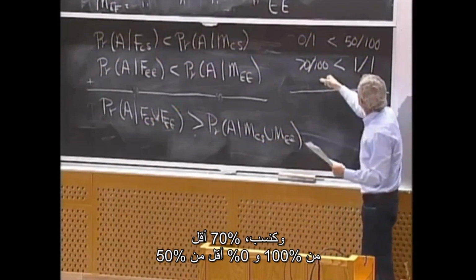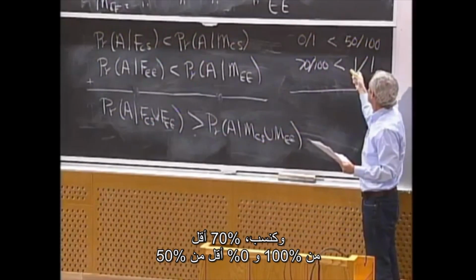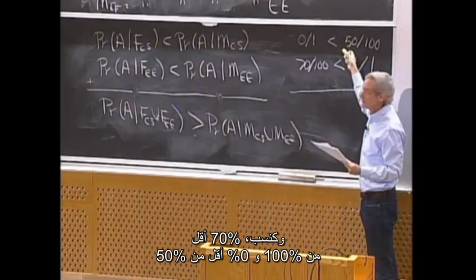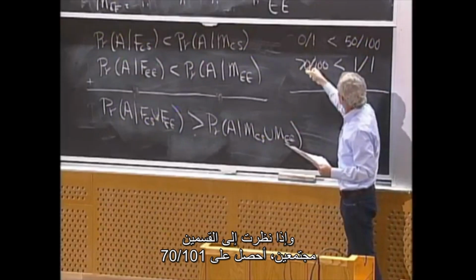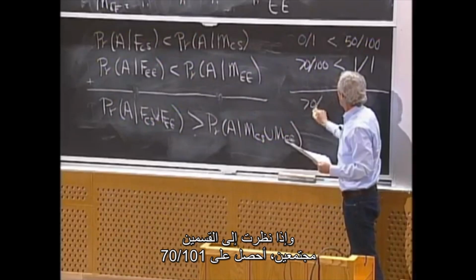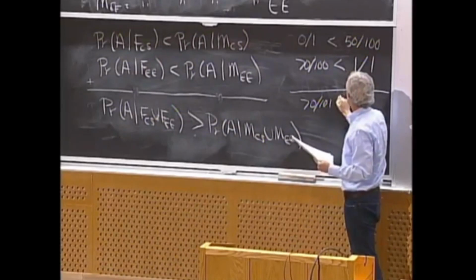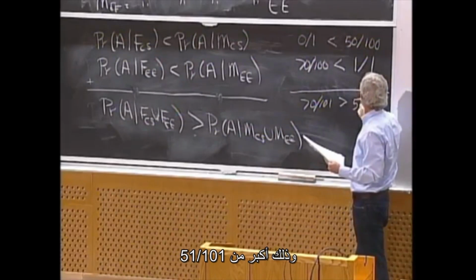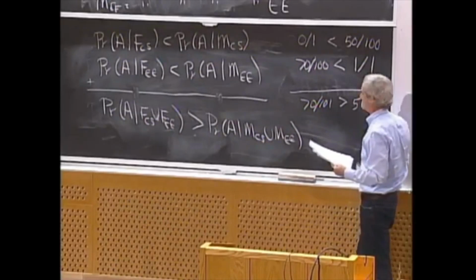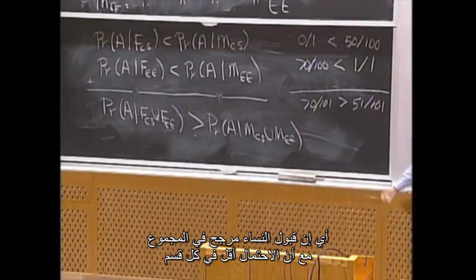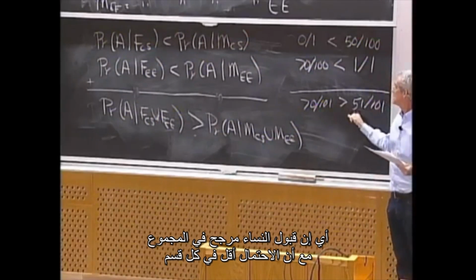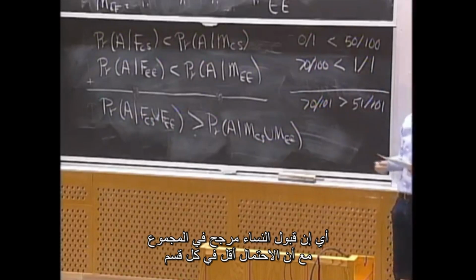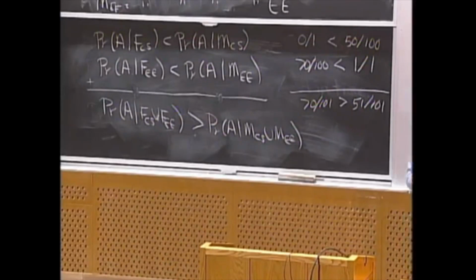All right, so as ratios, 70% is less than 100%, 0% is less than 50. Now, if I look at the 2 departments as a whole, I get 70 over 101 is, in fact, bigger than 51 over 101. All right, so as a whole, women are a lot more likely to be admitted, even though in each department they're less likely to be admitted.